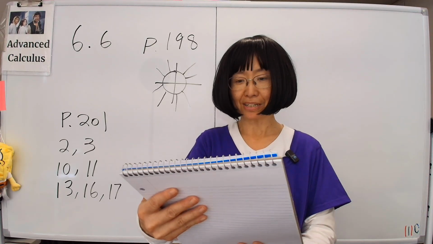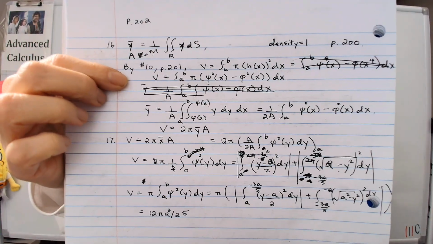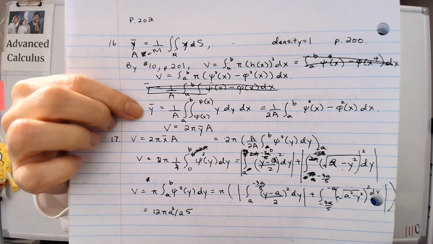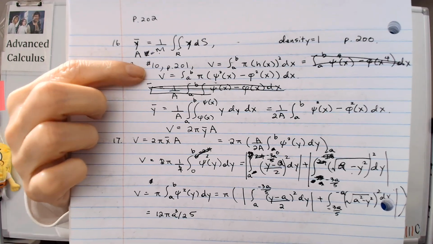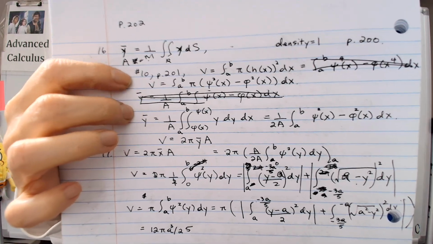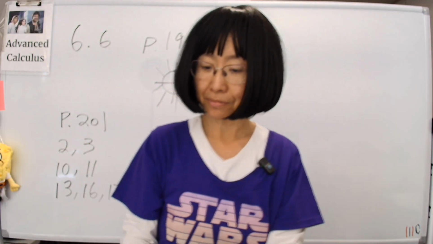It says what it wants. So I plugged everything in like this, and then y bar equals that thing, and as a result, v is this thing. These two conditions prove that v equals y bar times a, and that's problem 16.